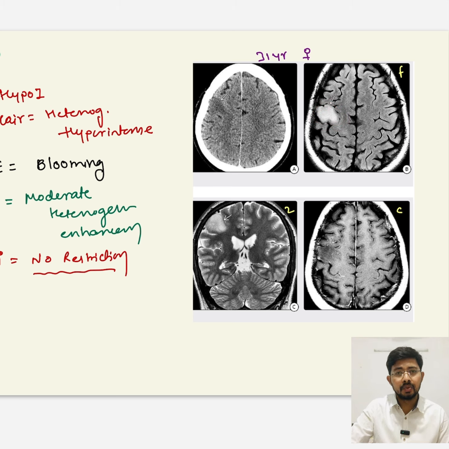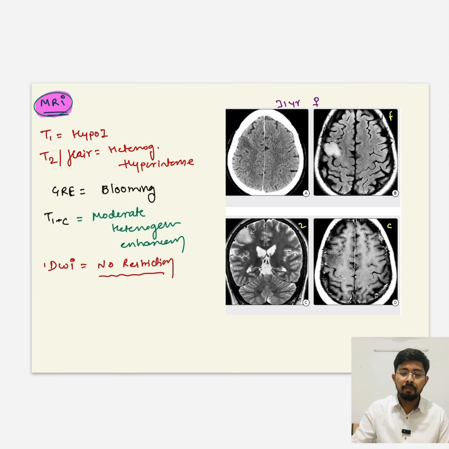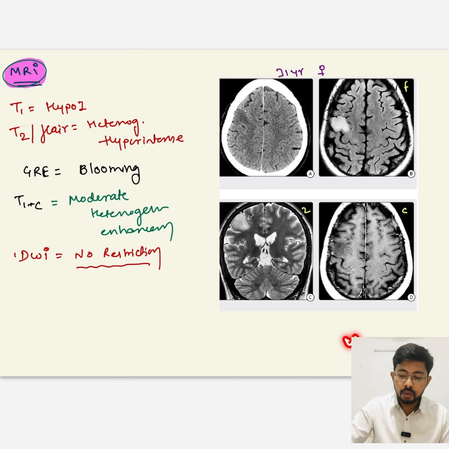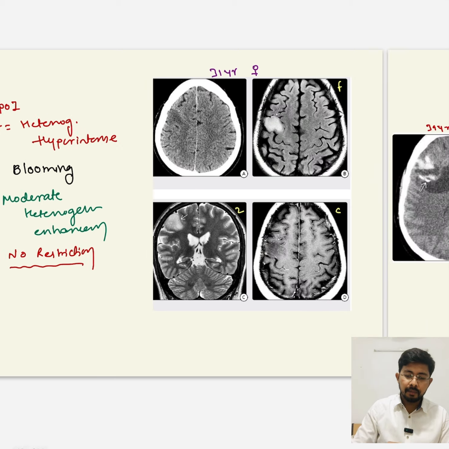On FLAIR imaging it shows hyperintensity. On the T2 weighted image it shows heterogeneous hyperintensity and does not show significant enhancement. This later came out to be a WHO grade 2 oligodendroglioma.